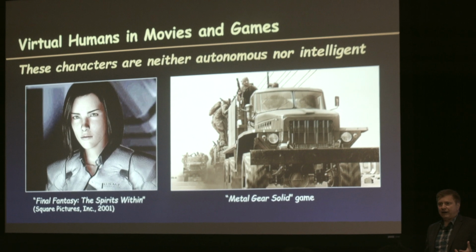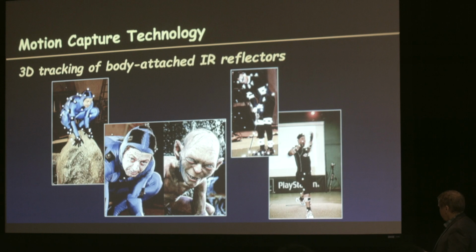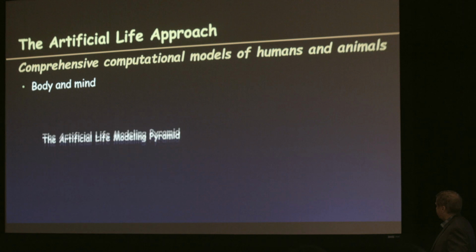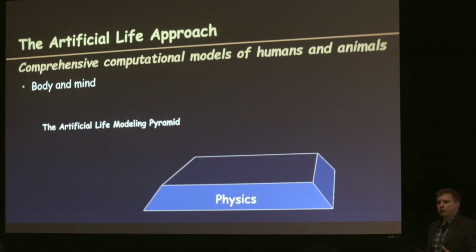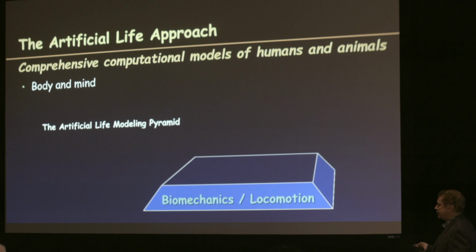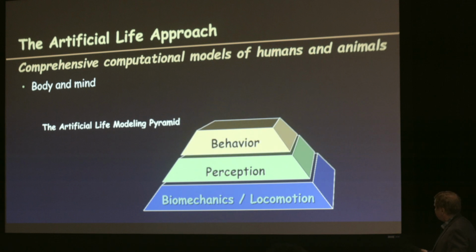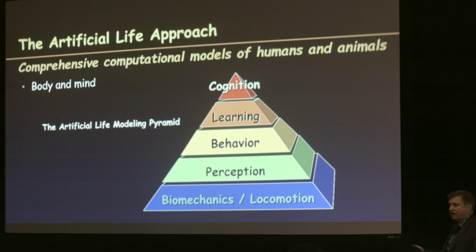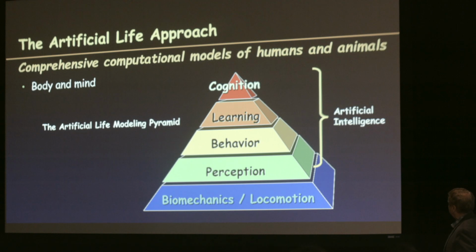Now let me move on to the state-of-the-art of computer graphics in terms of characters. So in games and in movies, these sorts of characters are not alive in any sense. They're basically graphical puppets, and they're animated using motion capture technology these days. But it's possible to actually build artificial life models of humans and other animals. We start with physics and biomechanics to produce locomotion, and then we put perception, behavior, learning, and ultimately cognition models in a stack of models, and these parts are what's known as artificial intelligence in general.